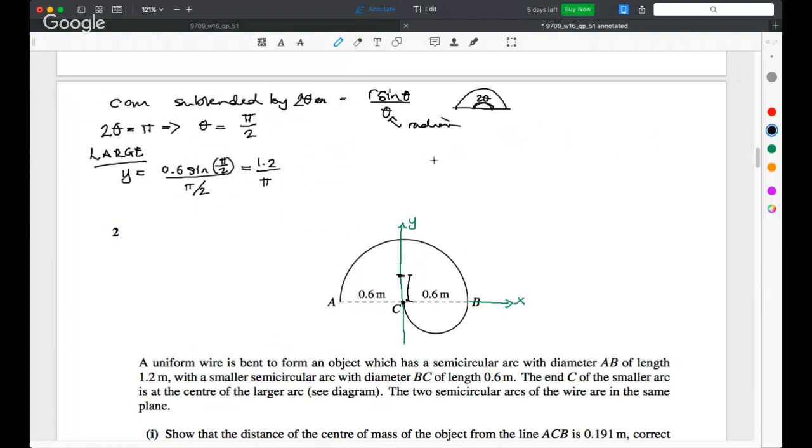So we know the y coordinate of that, and the small one, well, that's going to be some distance from this point, right? So it's got a radius of 0.3. And the y coordinate is going to be minus, because it's downwards, 0.3 sine pi over 2 over pi over 2, which is minus 0.6 over pi.